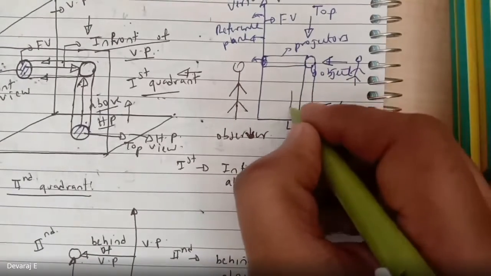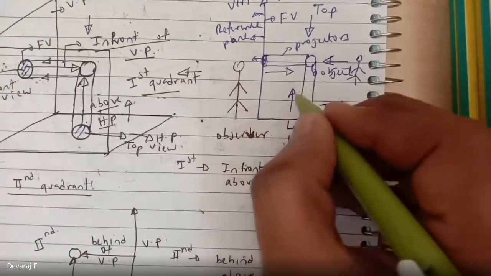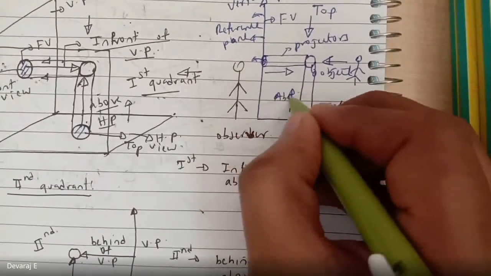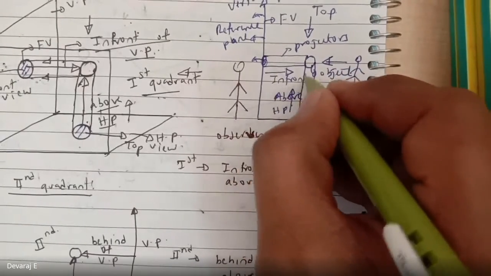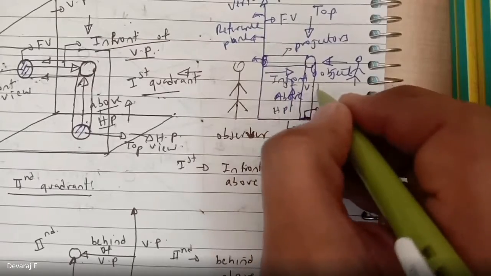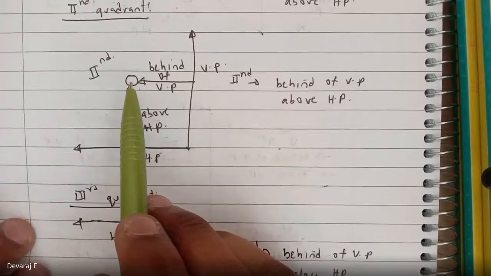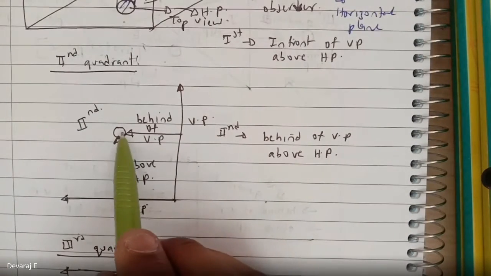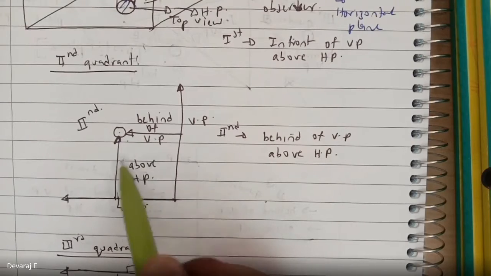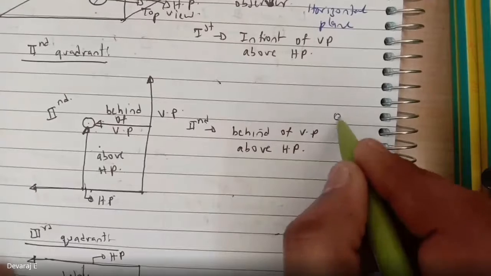See, above HP and in front of VP. So be careful. This is above HP, in front of VP, right? In a similar way, if you come to the second quadrant, I'm directly writing in the form of 2D. If you keep the object here, this is called above HP and behind VP, right? The observer will be here.